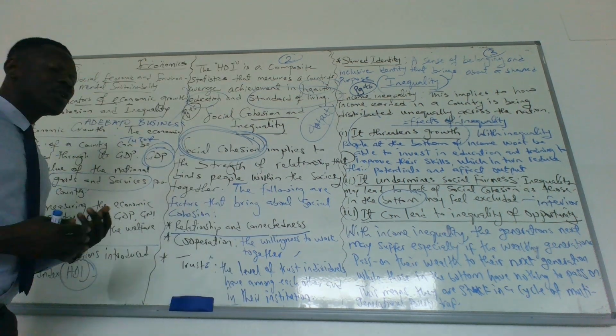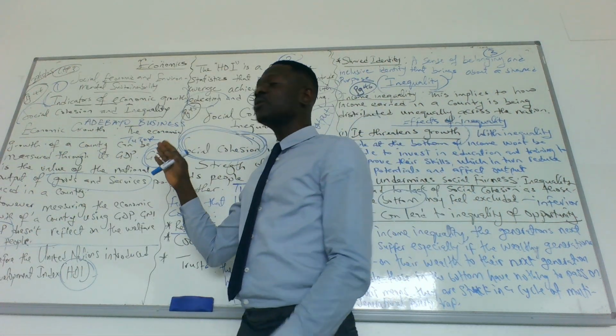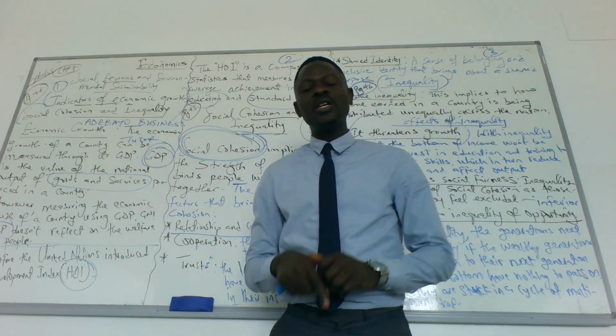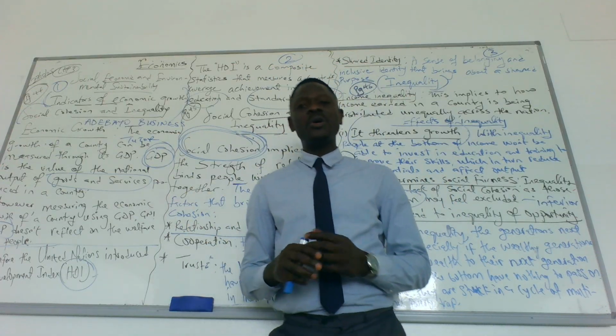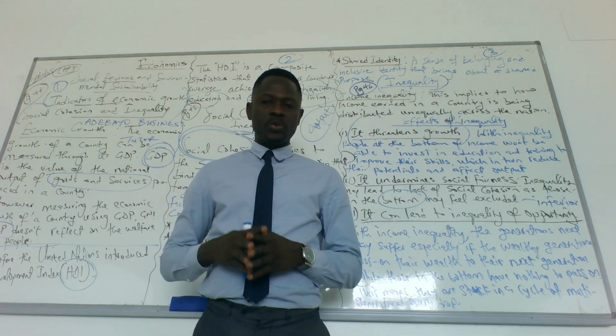So we continue with economics. Today we're going to talk about indicators of economic growth, social cohesion, and inequality. So we're going to start with economic growth. When I talk about economic growth, it simply means increase in the national output.